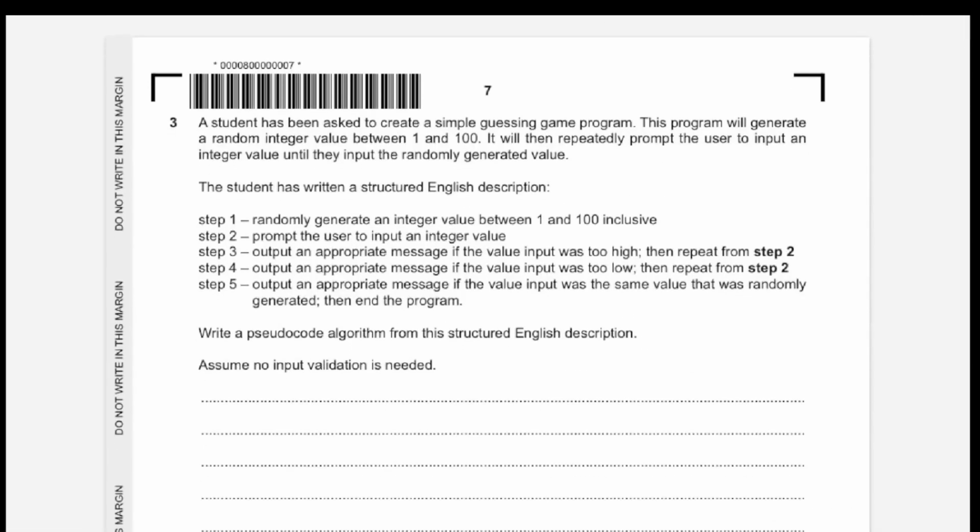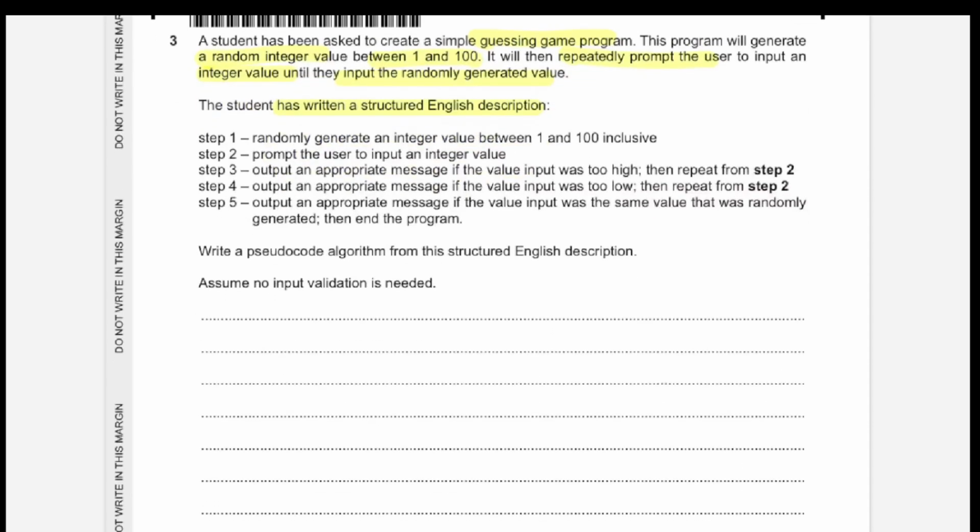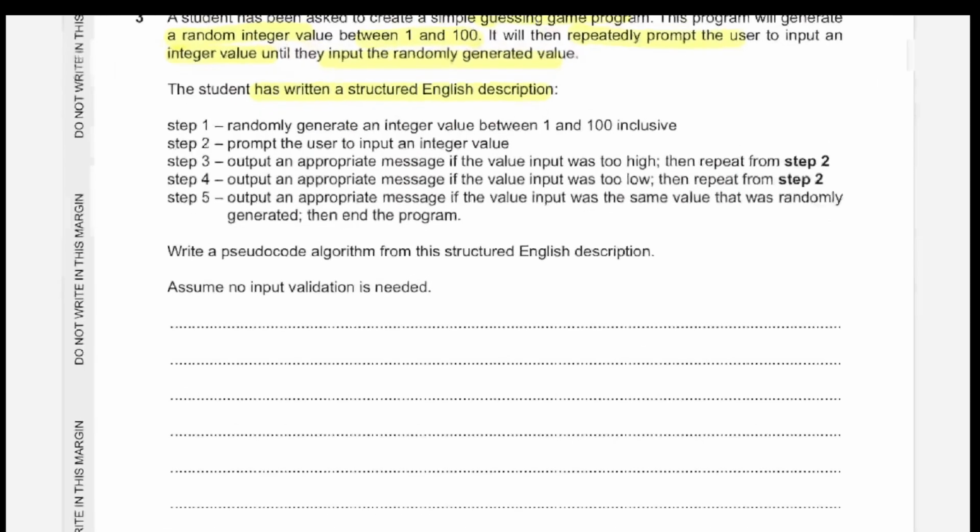All right. Now question number 3: a student has been asked to create a simple guessing game program. The program will generate a random number between 1 and 100. It will then repeatedly prompt the user to input an integer value until they input the randomly generated value. The student has written a structured English description. So this all is the structured English description.